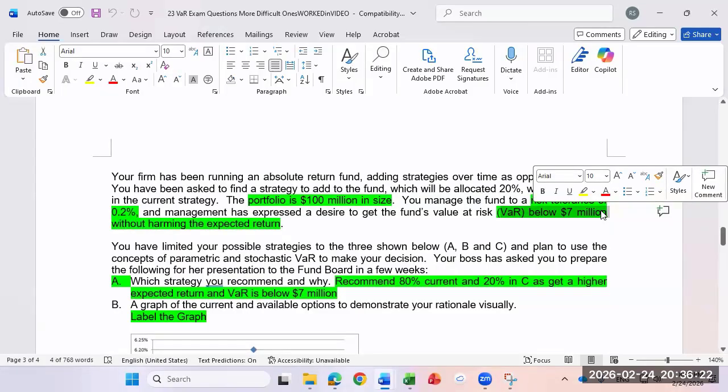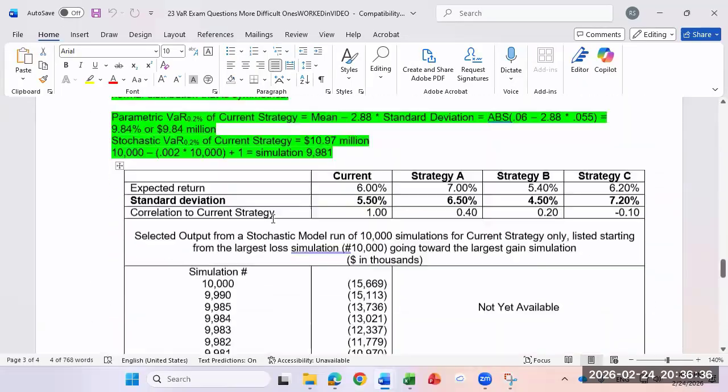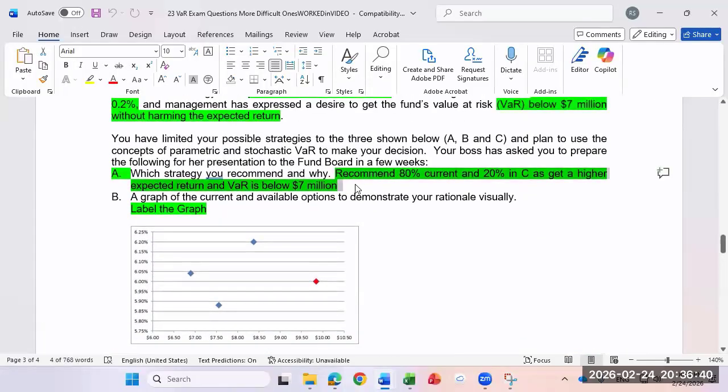So A, you might talk to your boss and say, you know, A, I think is a little bit better, but I can't get the VAR below 7. That may be the issue. But if they say they want the VAR below 7, then that's what you're going to go to. So you bring these numbers in and you would calculate the expected return, calculate the VAR percent, calculate the VAR in dollars, combine them using that long formula, and you come up with your recommendation.